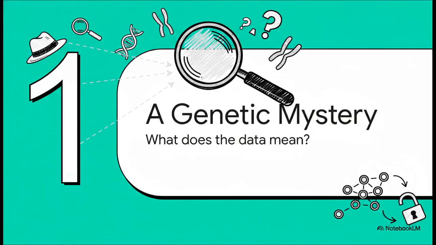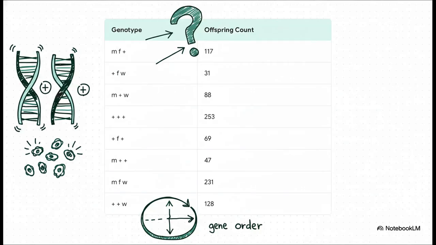You know, every great detective story kicks off with a bunch of clues that honestly don't make a whole lot of sense at first glance. And for us, that's exactly what we have: a list of offspring from a 3-point test cross. Right now, it just looks like a collection of numbers and letters. But trust me, by the end of this, we're going to see that it's actually a super detailed story about how genes are inherited.